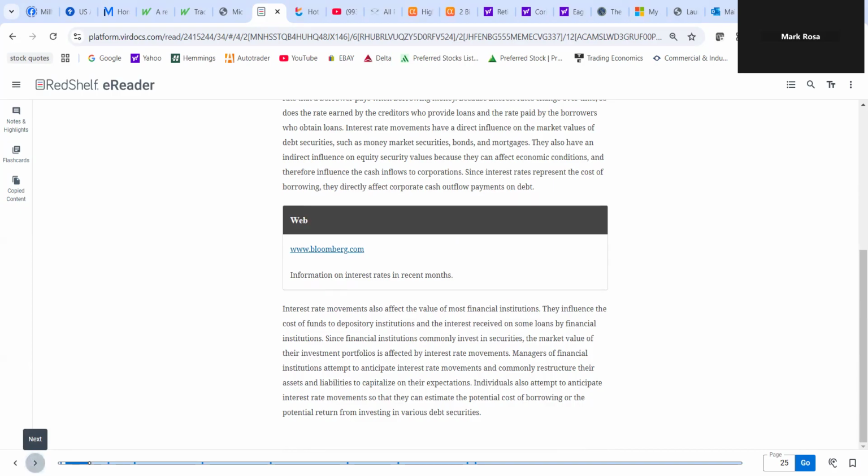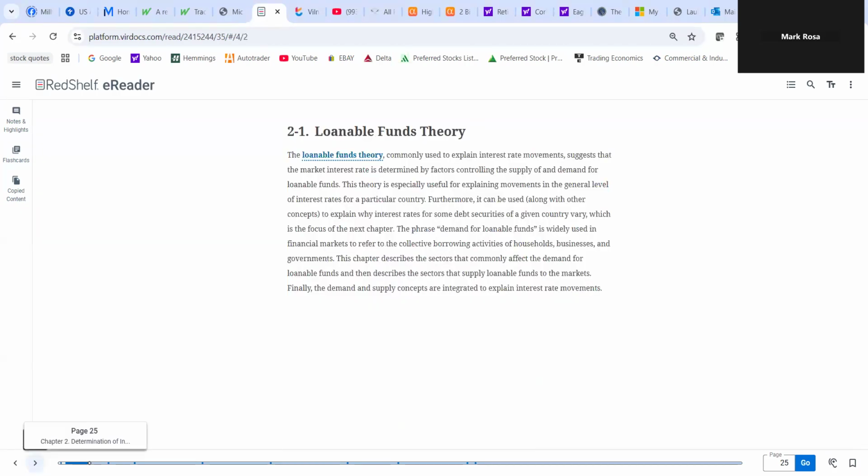the chapter. And it's like basic economics. Supply and demand is going to come in. But just let's read this into the recording. The loanable funds theory, commonly used to explain interest rate movements, suggests that market interest rates are determined by factors controlling supply and demand for loanable funds.